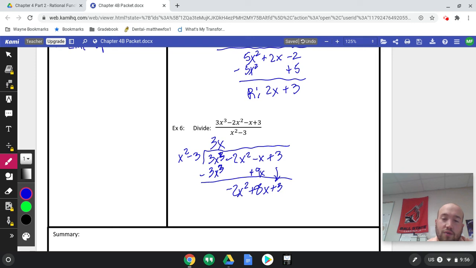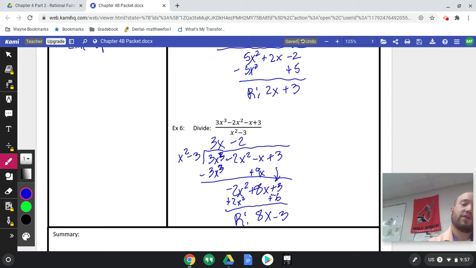Okay, at this point, we know we're going to have to multiply by a negative 2. Negative 2x squared plus 6. But then we're doing the opposite, so plus minus, we add straight down. We're going to get 8x minus 3. And that will be our remainder because, once again, x squared cannot go in.